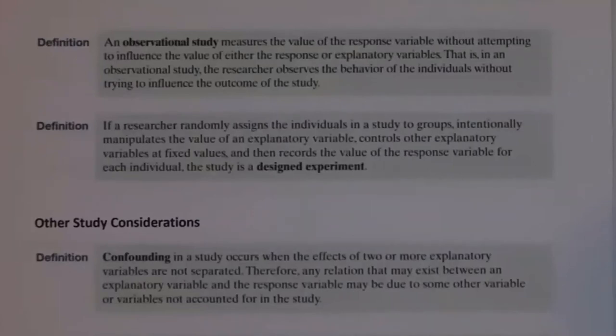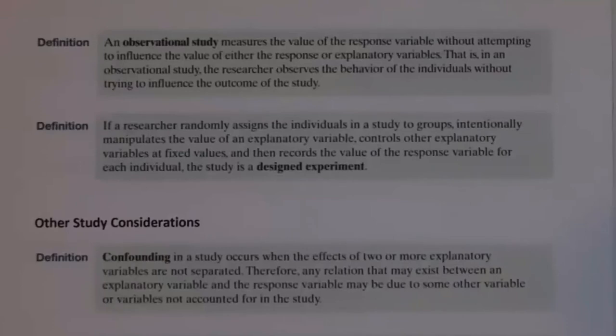So if I were to ask you, say on a test, to explain the difference between an observational study and a designed experiment, what I'm basically looking for is that in an observational study, the researcher just observes the results without manipulating any of the variables, not the explanatory variable or the response variable, either one. In a designed experiment, the researchers are intentionally manipulating at least one variable to see if they can determine what the effect is on the response variable.